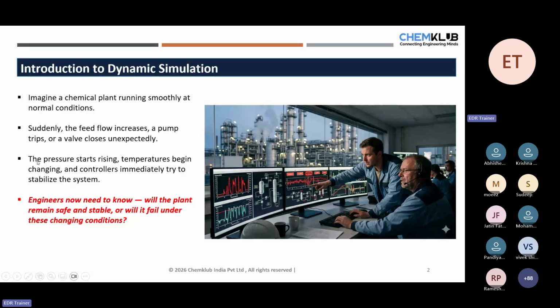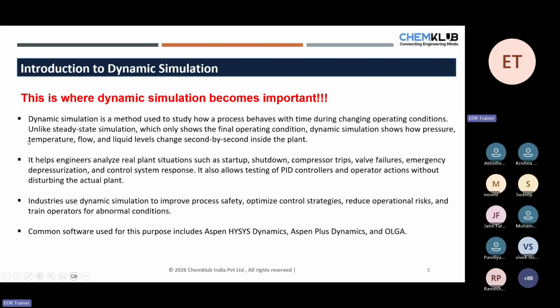So let us formally define now what is dynamic simulation. Dynamic simulation is a modeling technique used to study how process variables change with time during transient conditions. Unlike the steady state simulation, which calculates only the final equilibrium operating condition, dynamic simulation continuously calculates pressure versus time, temperature versus time, flow versus time, level versus time, composition versus time. These are the main process parameters a process engineer is normally looking at in the plant. These allow the engineer to observe the complete process response during disturbances.